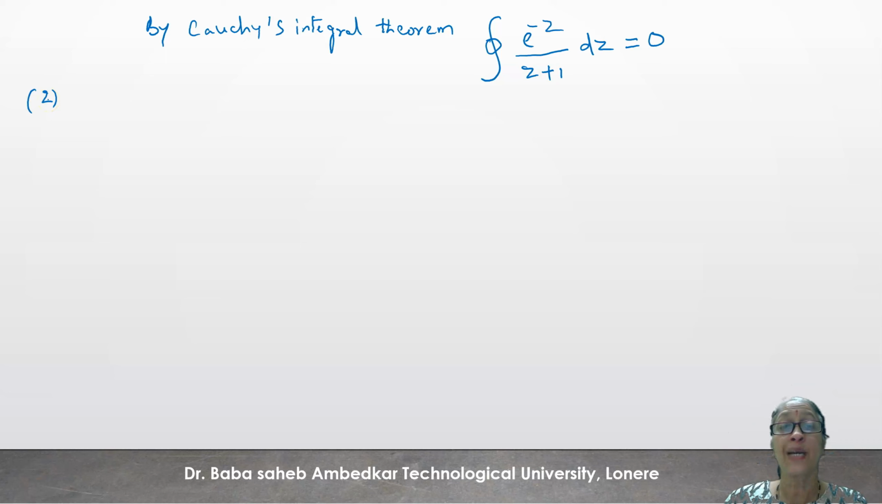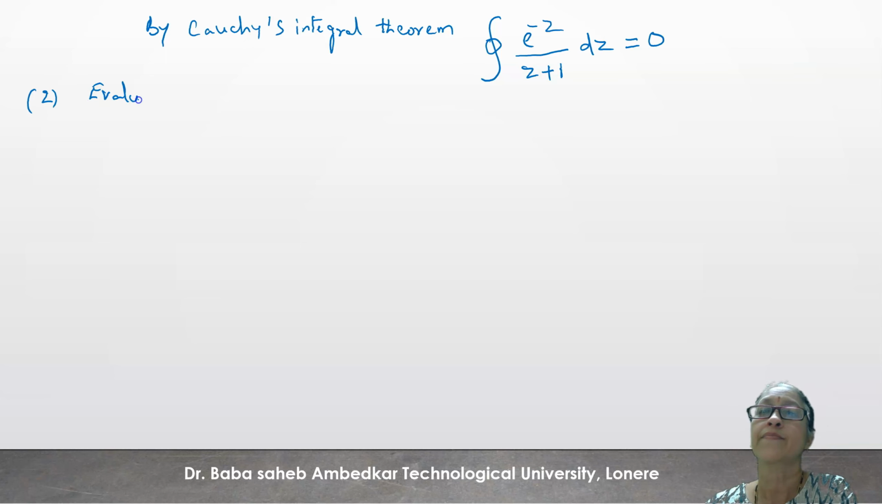So first we have to find the pole and check whether that pole lies within the given curve or outside the curve. If that point lies outside the given curve, then the value of that integral is 0. Now let us see the next one.